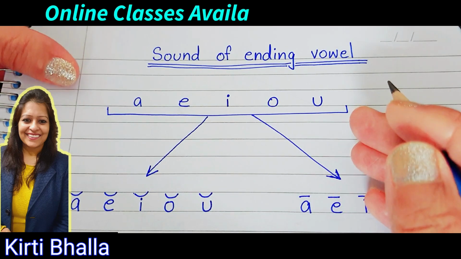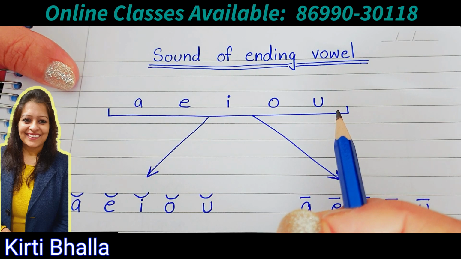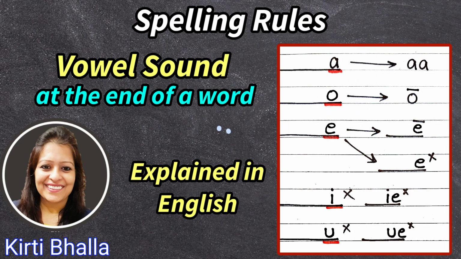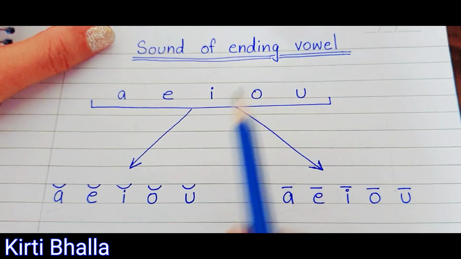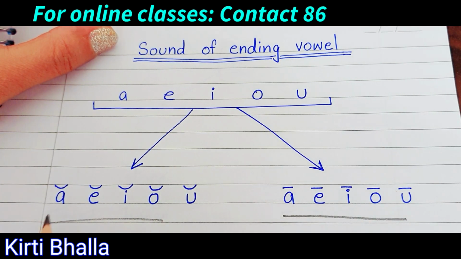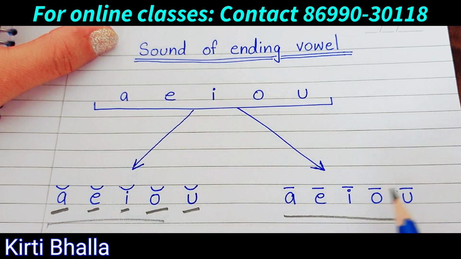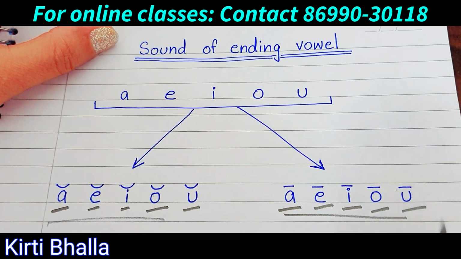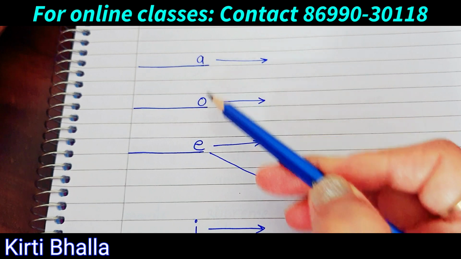In this video, I will explain to you in English how to read a vowel when it comes at the end of a word. Now usually when we see a vowel in a word, we either read it with its short sound or with its long sound. Short sounds like a, e, o, and long sounds like a, e, i, o, u. But now let's learn how to read a vowel when it comes at the end of a word.